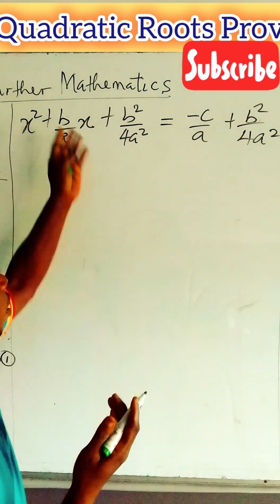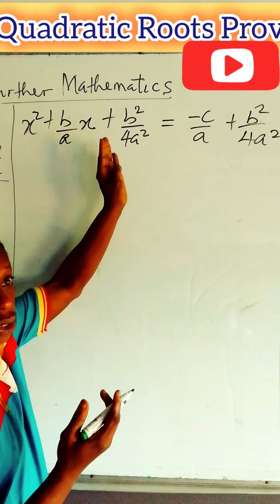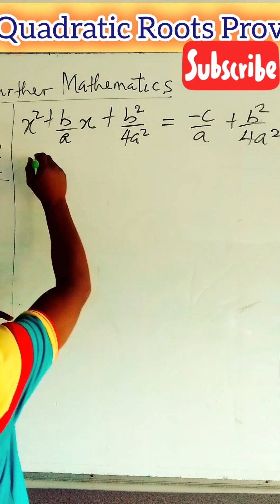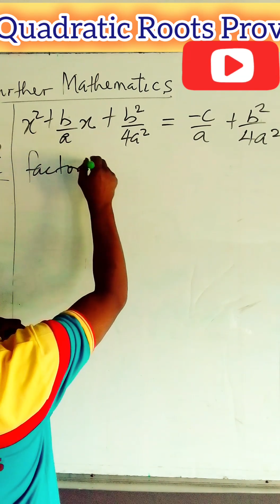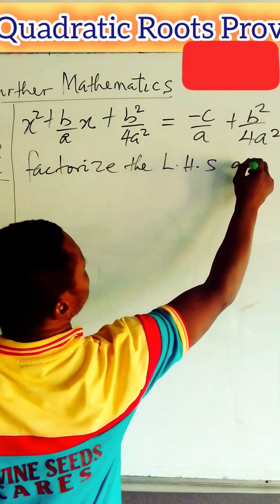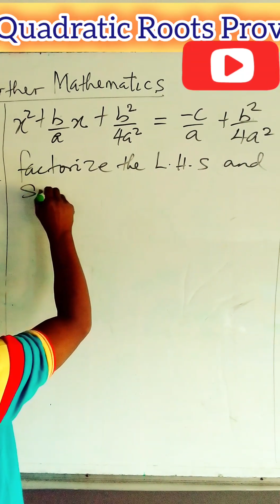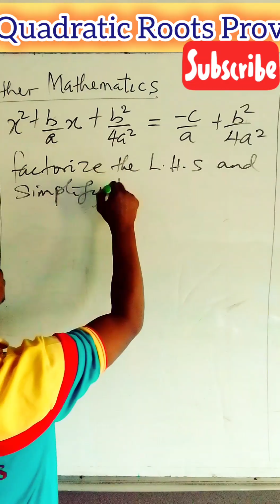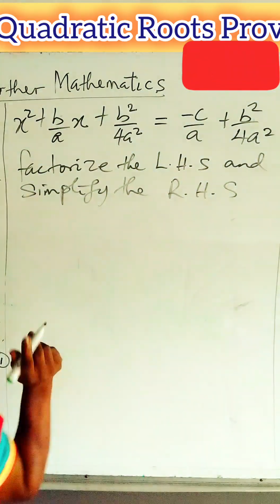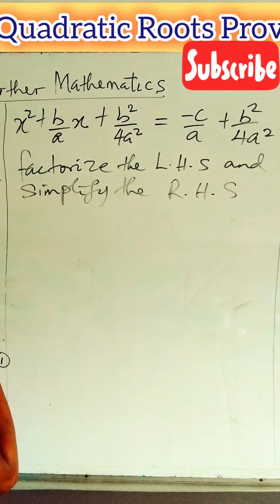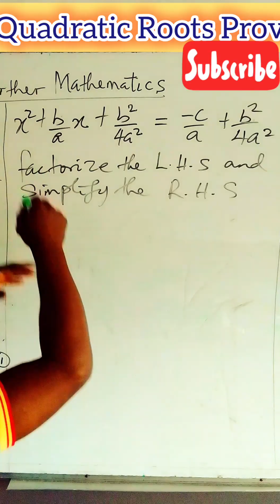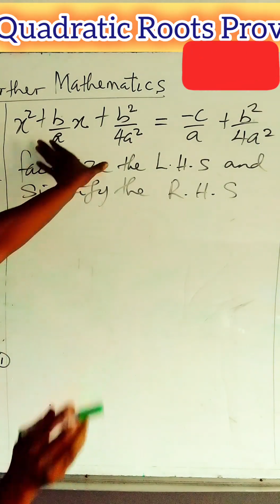We have completed the square on both sides at this juncture. So we begin by saying we factorize the left hand side and simplify the right hand side, the RHS. So let's see. Here we are going to look at an economic way of factorizing this. We will not waste time doing the proper factorizing, but use the short way of factorizing this.